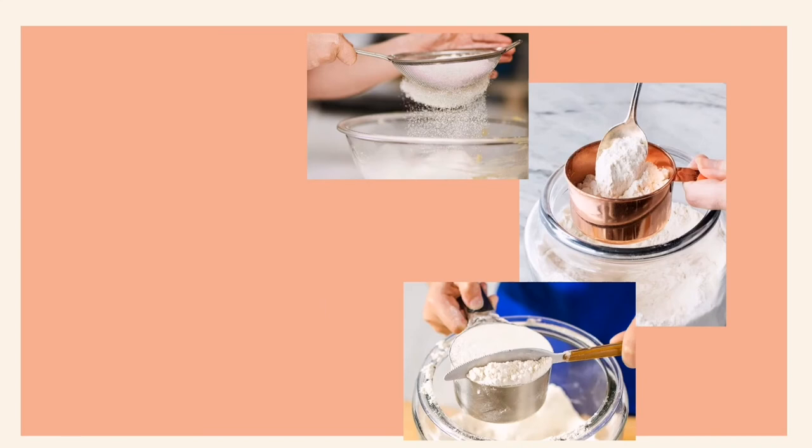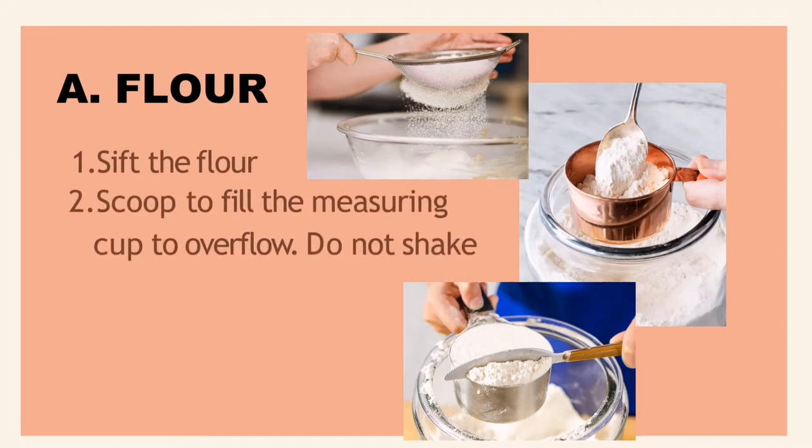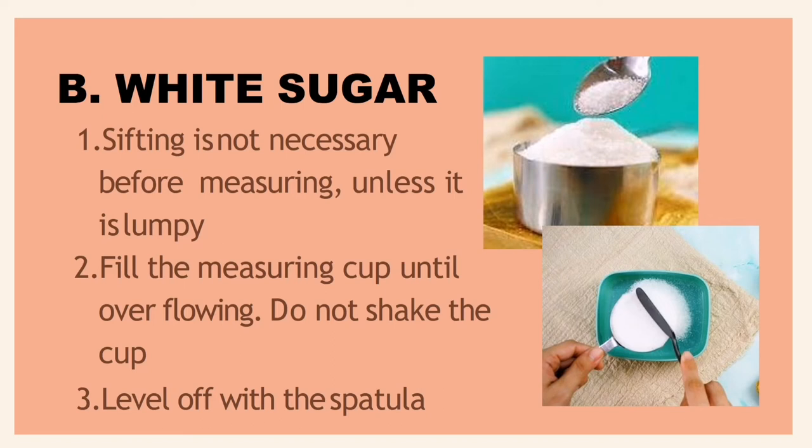In measuring flour, we are going to sift the flour first. Scoop to fill the measuring cup to overflow. Take note, do not shake. Then, level off using a spatula. In measuring granulated sugar or white sugar, first, sifting is not necessary before measuring it, unless it is lumpy. Next, fill the measuring cup until overflowing. Take note again, do not shake the cup. Third, level off with a spatula.